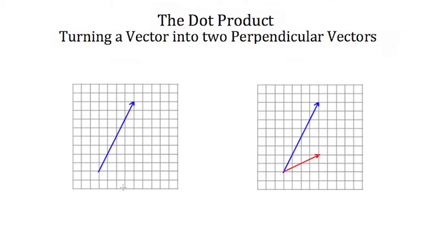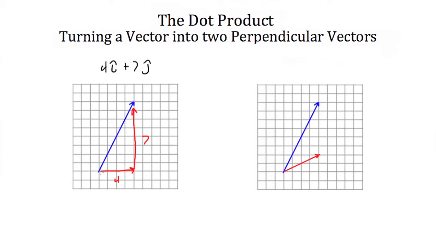Now the last thing we have to talk about when we talk about the dot product is turning a vector into two perpendicular vectors. Now we already do this a lot actually. If we have a vector, we have been turning this into two perpendicular vectors. One that goes in the x direction and one that goes in the y. This vector here moves 4 in the x and 7 in the y. And we would write it 4i hat plus 7j hat.